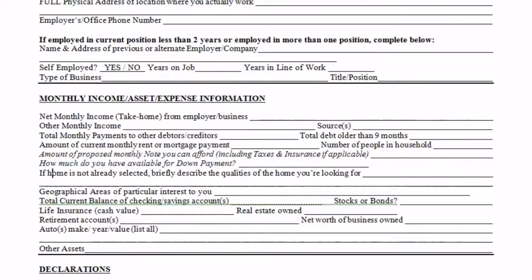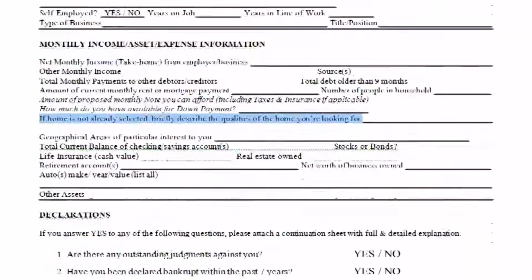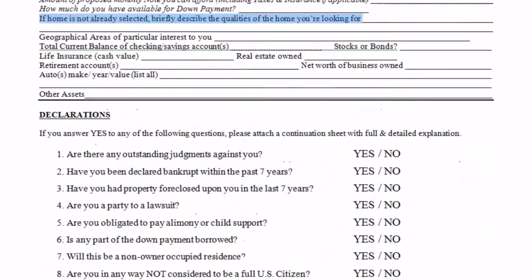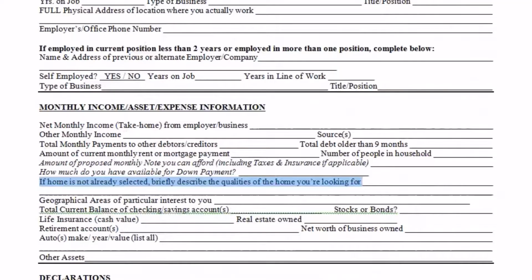If the home is not already selected, briefly describe the qualities of the home you're looking for. And of course, they can add an extra sheet on if you want them to. We've got this kind of succinctly laid out to be one side of one sheet of paper, but you can always expand it if that's not enough room. Geographical area or areas of particular interest to you, right? So if that's your business model and you're going to go look for opportunities that might match these buyers' needs, then that's information obviously that's relevant for you to have.